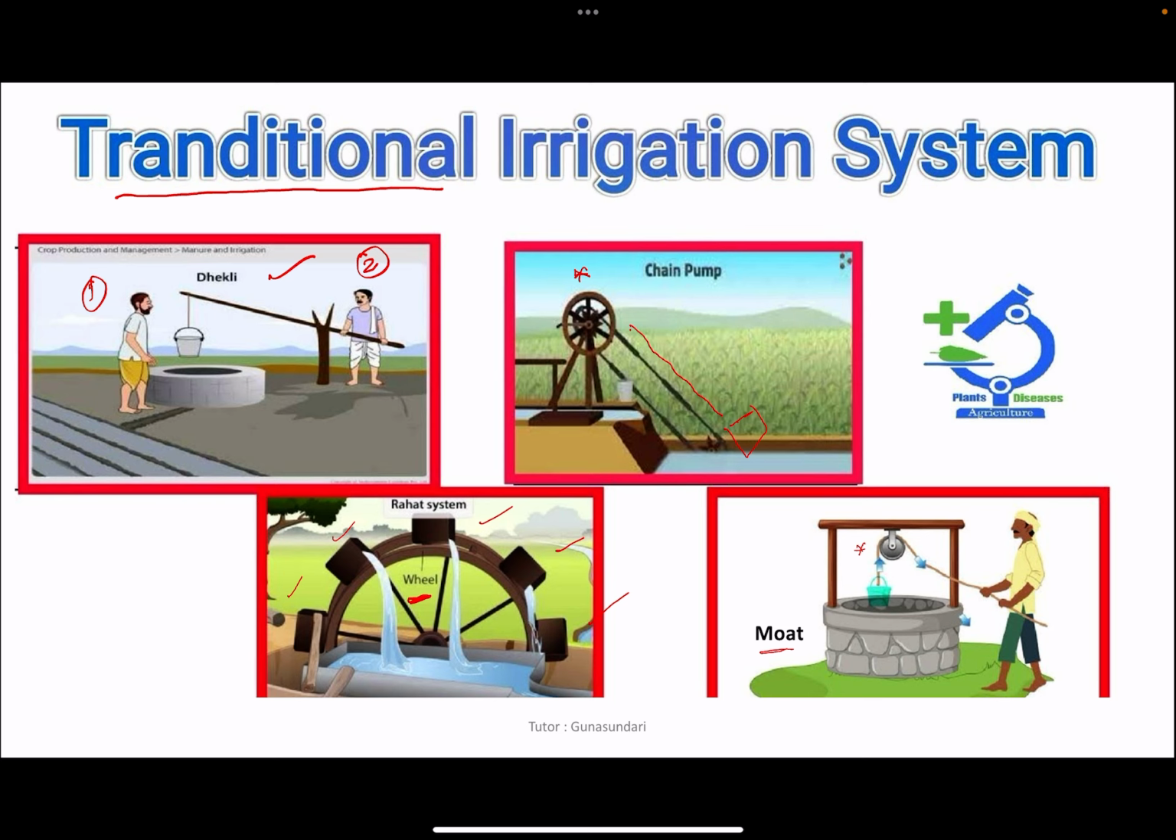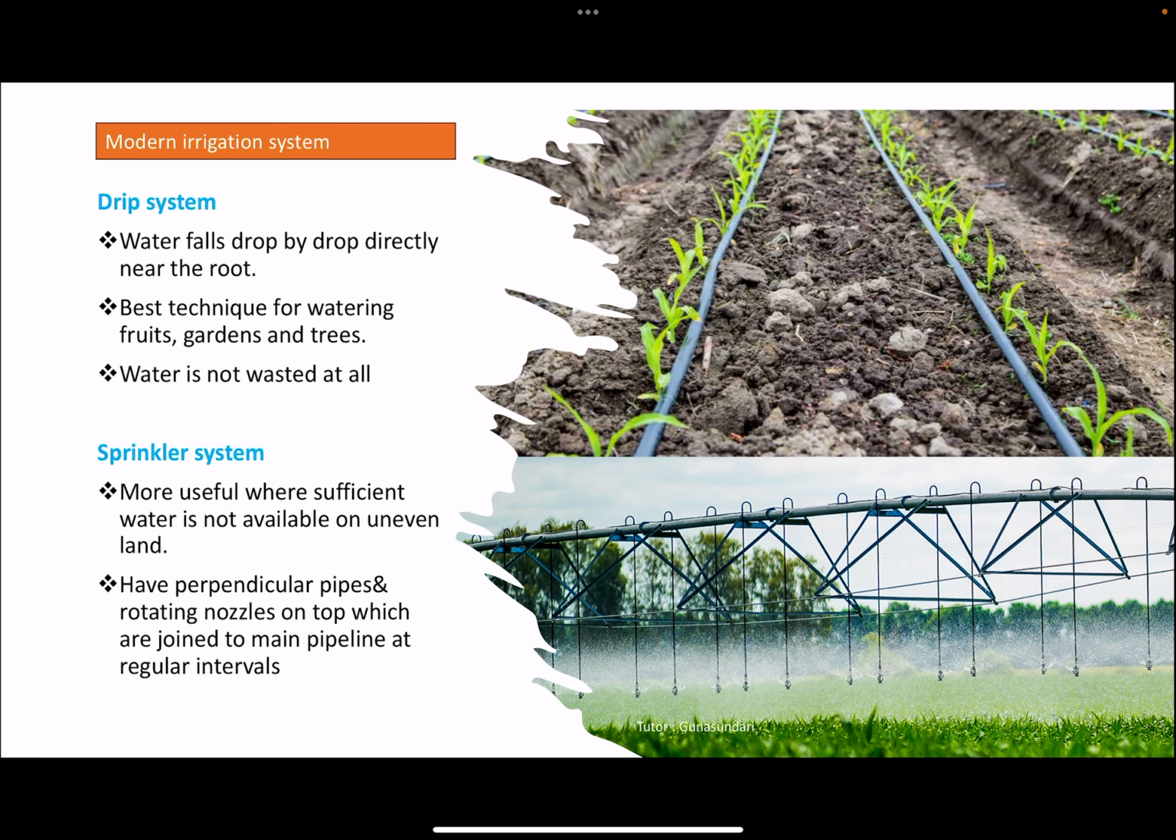So this is called moat. So these are all the four traditional irrigation systems, that is Dekli, chain pump, rahat and moat. Next one, modern irrigation system. In the modern irrigation system you have two types. One is the drip system and next one is the sprinkler system.